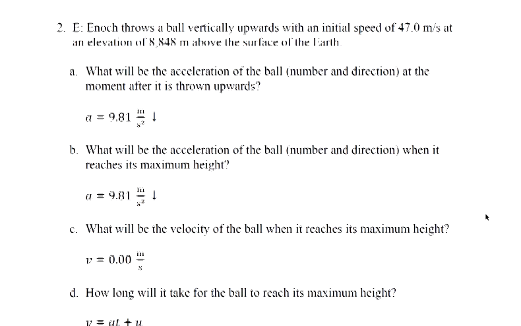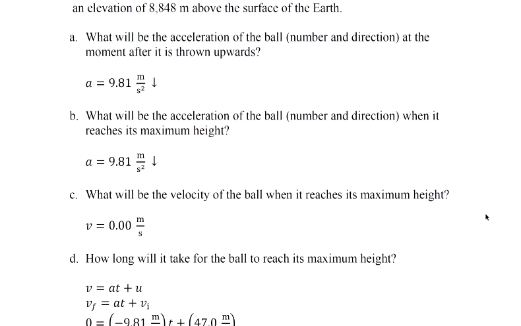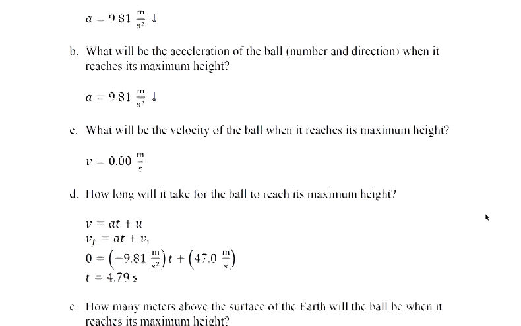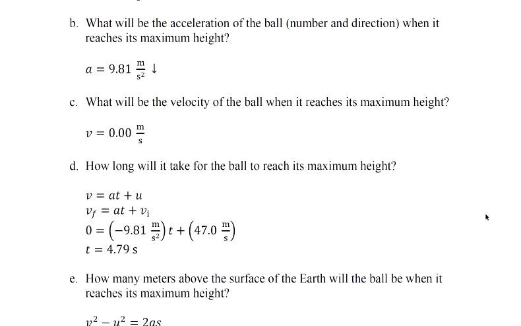What's the acceleration of the ball when it reaches its maximum height? That's 9.81 meters per second downwards. Squared, meters per second squared. Part C, what will be the velocity of the ball when it reaches its maximum height? That's 0 meters per second.